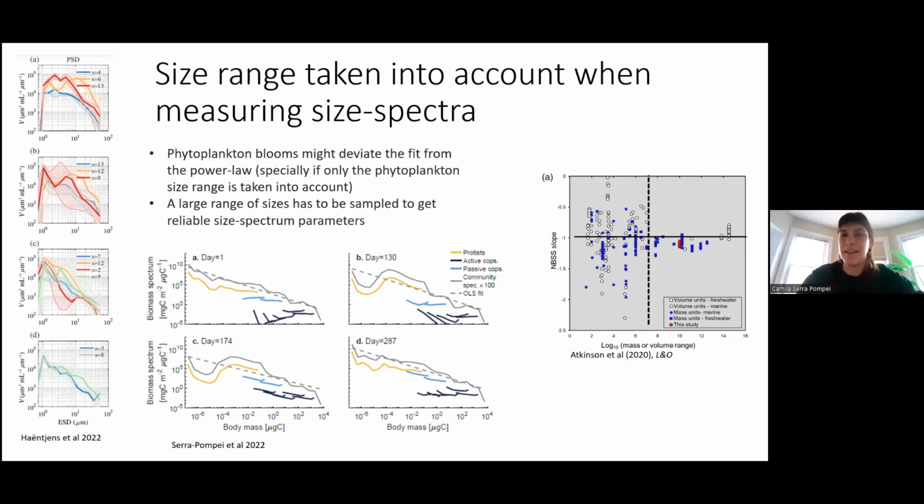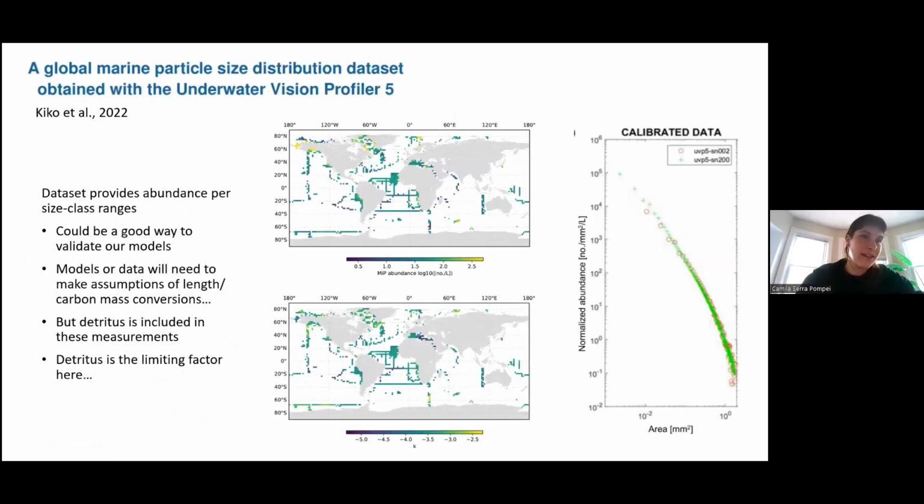And I have to say I didn't know about this data set. I found it while looking for this presentation, but there is this new data that came out last year, which is actually a size distribution data set of particles using this UVP5 camera. And so they have pulled all this data for different depth ranges. And it's again the same method, so that's kind of cool.